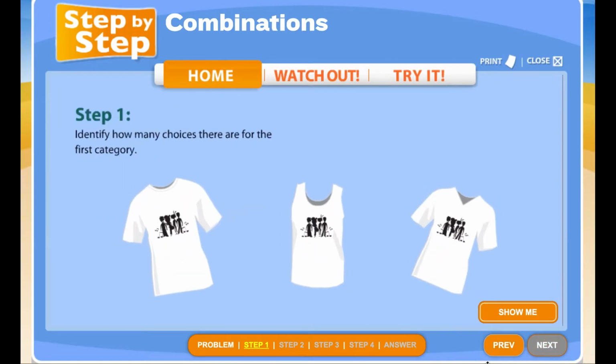Identify how many choices there are for the first category. The first category is style. The choices are V-neck, sleeveless, and scoop neck. That's 3 choices.